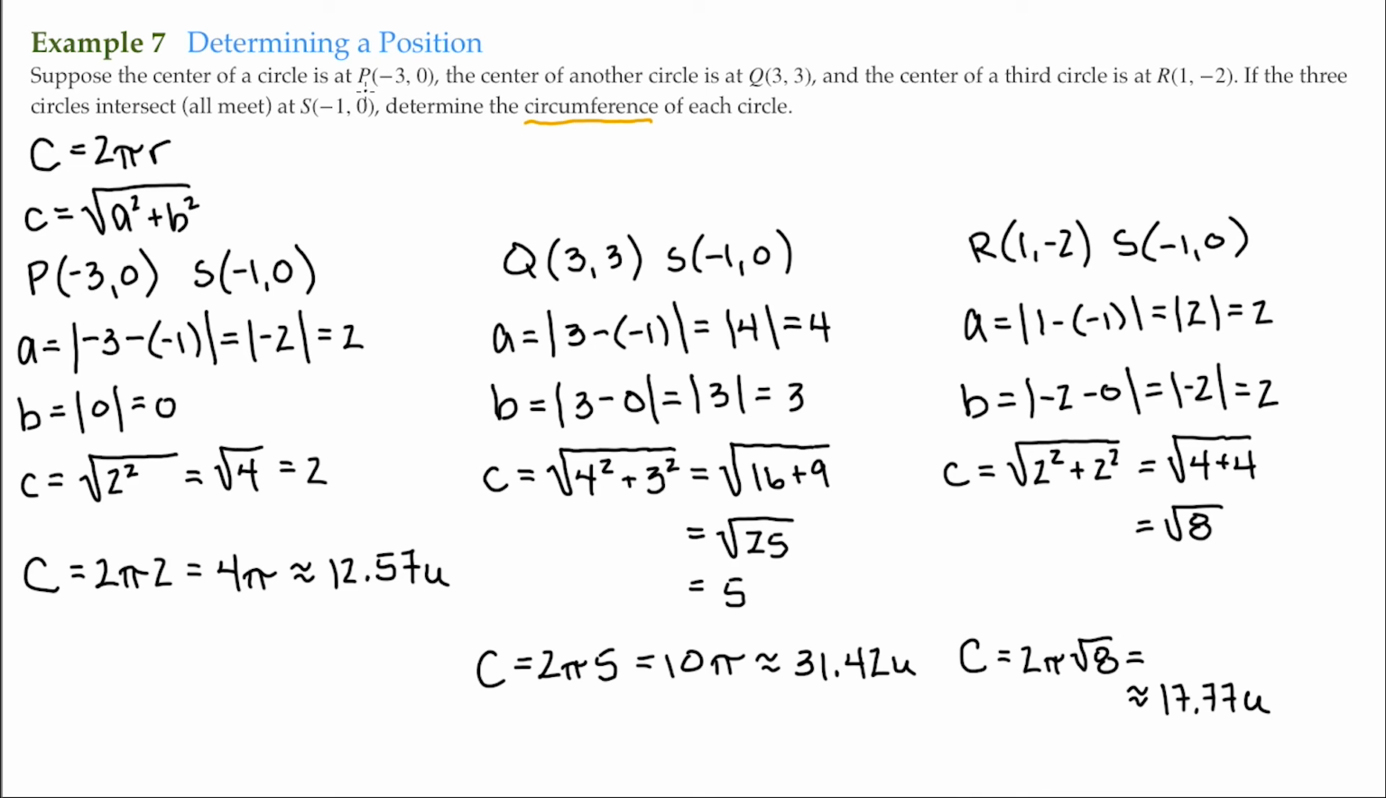So the circumference of this particular circle with its center here and endpoint here is 12.57 units. The size of this circle here, which has a center at 3, 3, and has the endpoint over here, the same one, -1 and 0, has a circumference of 31.42 units. And of course the third circle here, which has a center here and the same endpoint, has a circumference of 17.77 units.